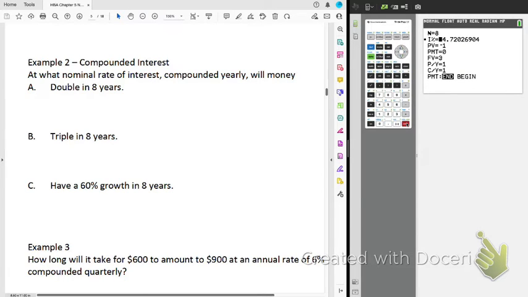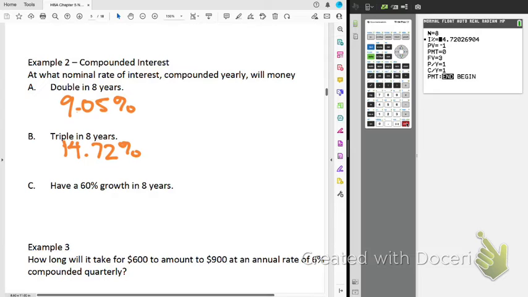I got 14.72%. We good with that? So if we want our money to have a 60% growth in 8 years, what does that mean, really? 0.6. Okay, it's a 0.6 increase. All right, so let's use an easy number. Let's say I invested $100. 160. That means I get 160 back out.